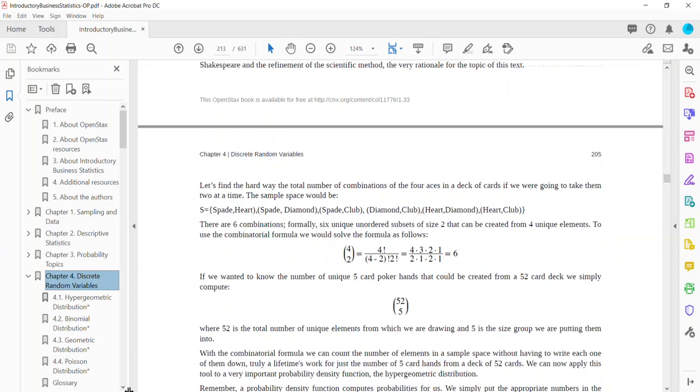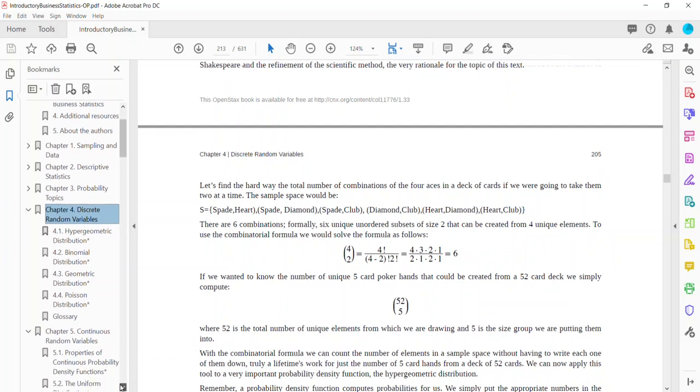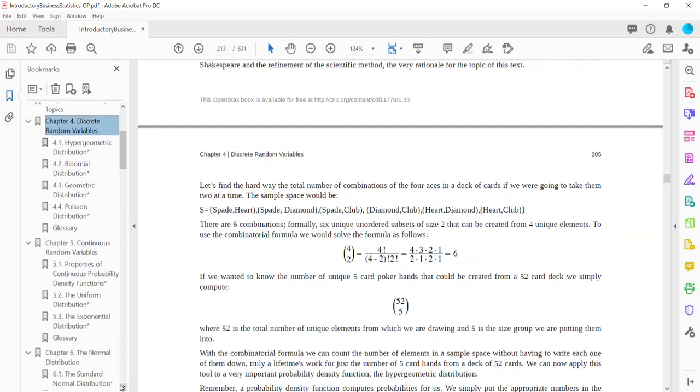Chapter 4 is all about discrete random variables and their distributions. And chapter 5 is going to cover continuous random variables. Under chapter 4, we have hypergeometric, binomial, geometric, and Poisson distributions.